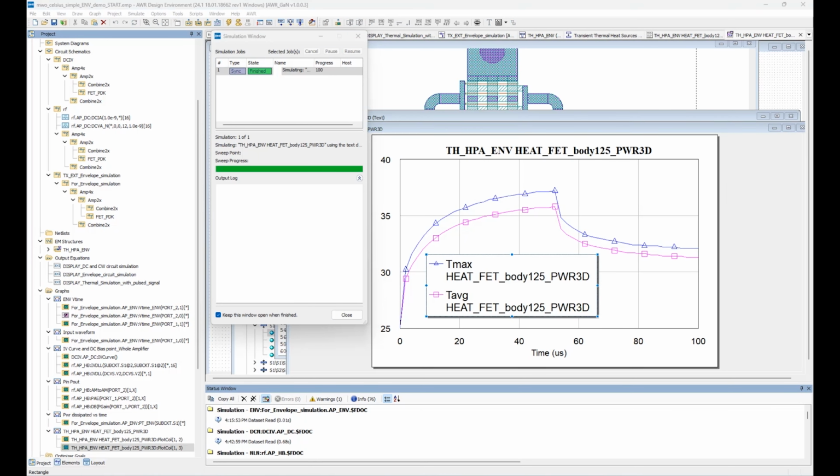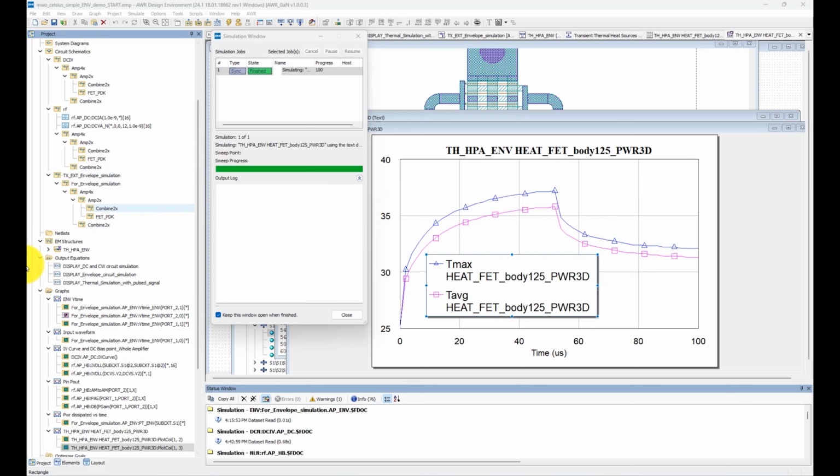Here is a graph showing the peak and average temperature of an individual FET finger over the course of the 100 microsecond simulation. As one might expect, the temperature climbs during the period of the pulse. It has not yet reached an equilibrium by the time the 50 microsecond pulse finishes, at which point it starts to decline.